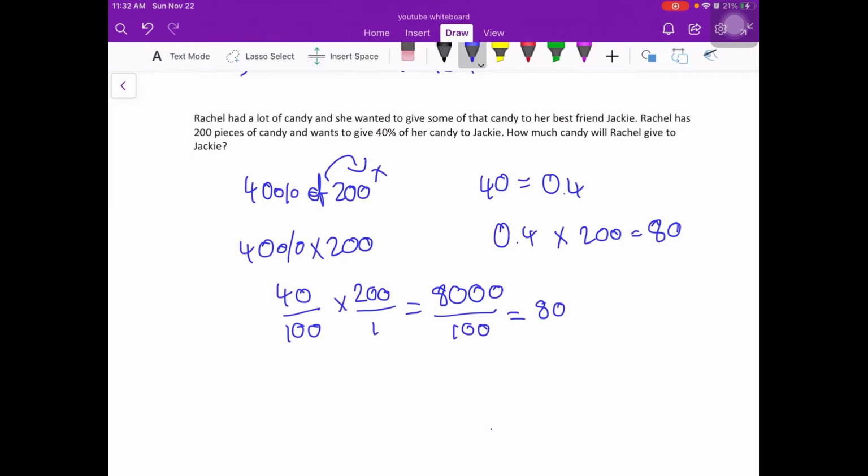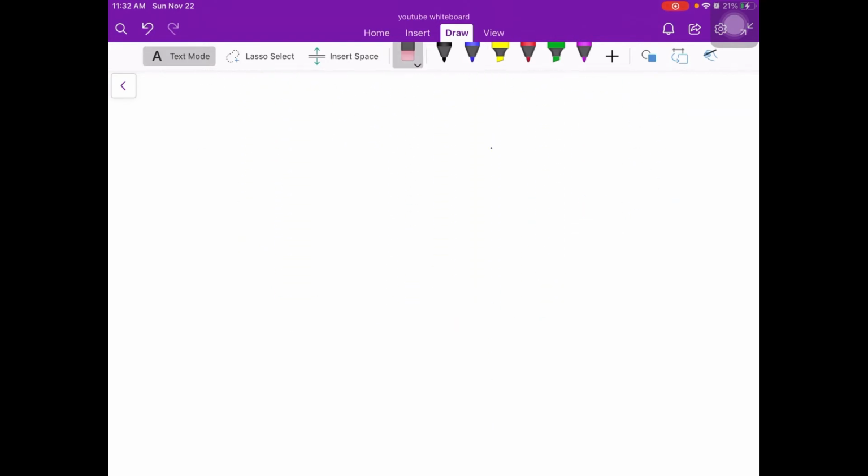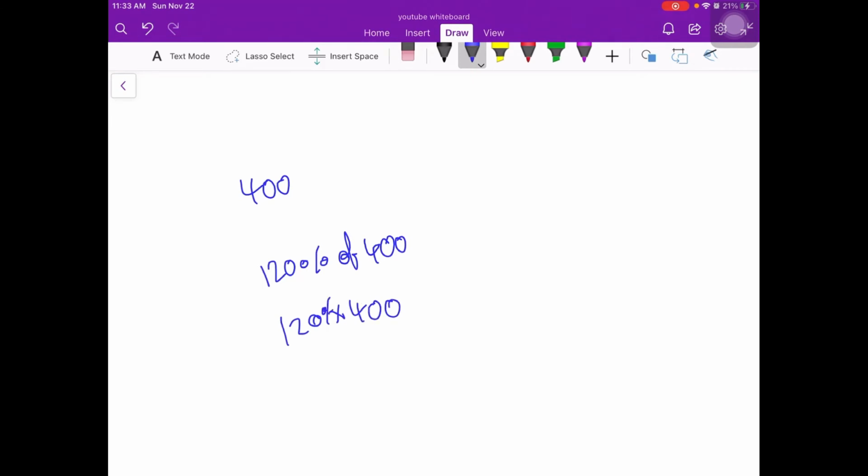Just keep in mind that sometimes there can be more than 100%. Let's say there could be 150%. Let's just make up a question right now. Let's say there's a school that had 400 students last year, and now 120%. That means 120% of 400.